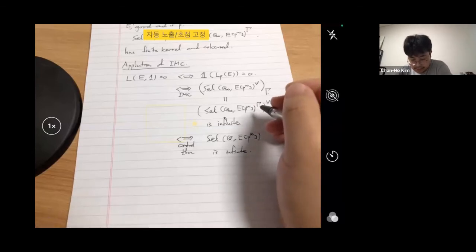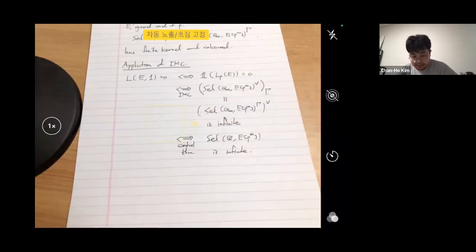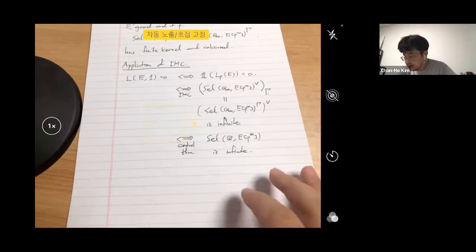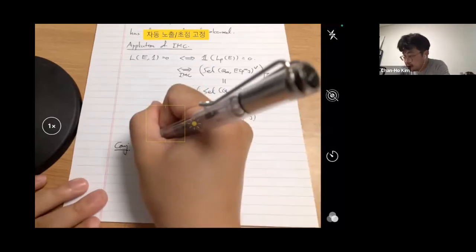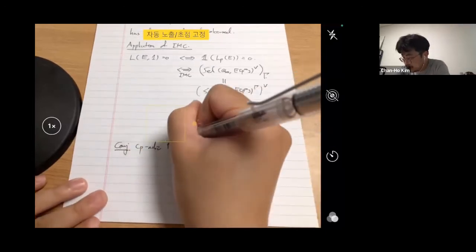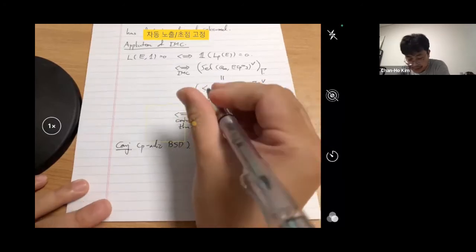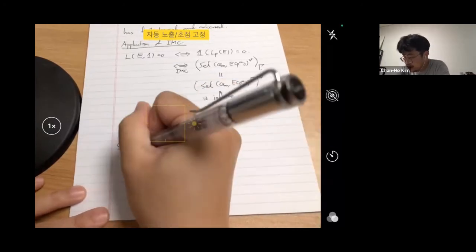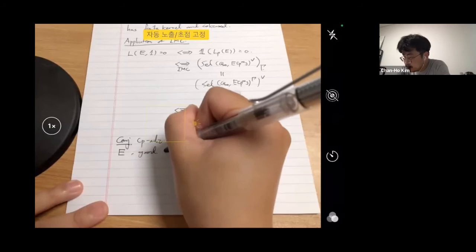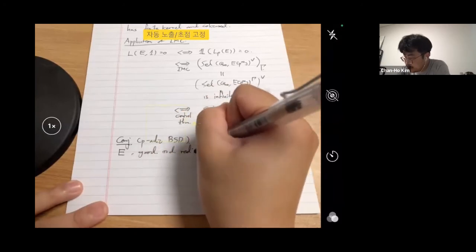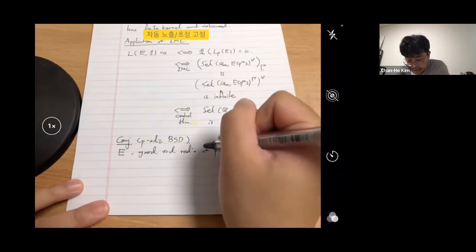And let me move to another type of Birch and Swinnerton-Dyer conjecture, the so-called p-adic BSD. I do not consider the so-called exceptional case here. I only consider good ordinary reduction at p. The conjecture is as follows.